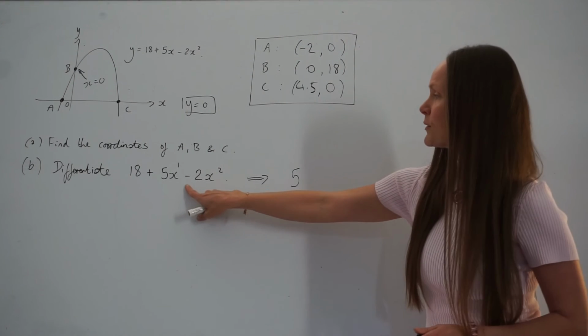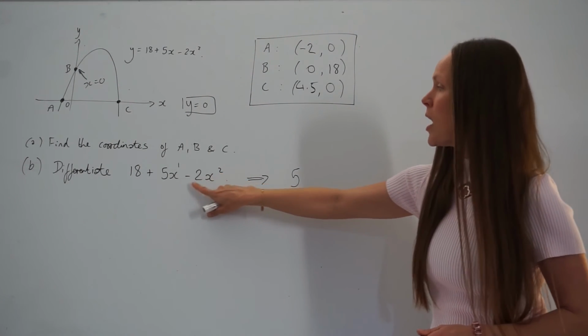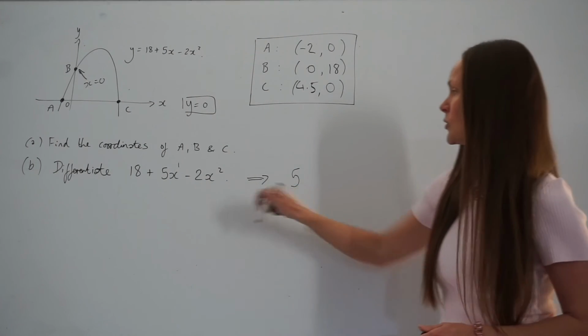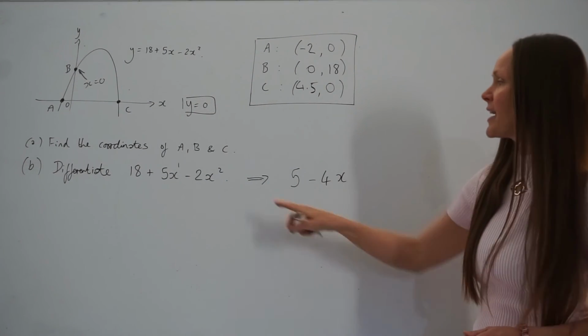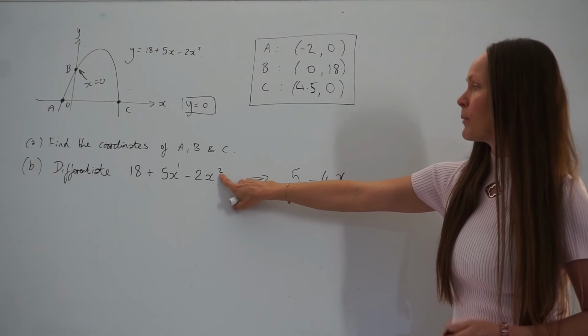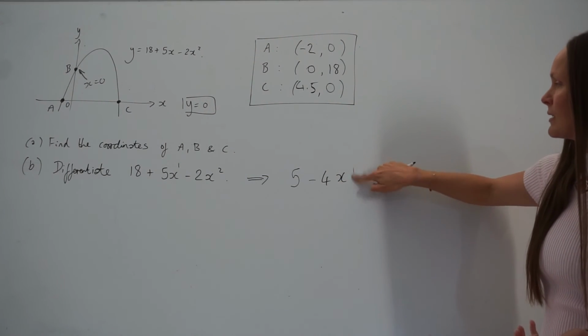Okay, then if we differentiate this term here, I'm taking the power here, so positive 2, multiplying it with negative 2, which is negative 4. And again, decreasing the power on the x by 1. So 2 take away 1 is 1. So it's like x to the power of 1, except usually we would just leave it as x.